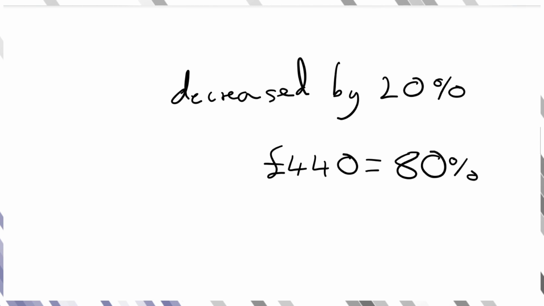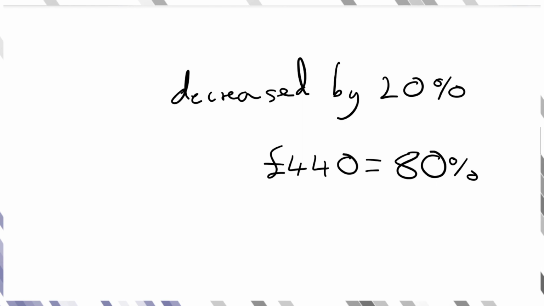That is the first and most important step. So 440 is equal to 80%, not 100%, because it's already been decreased by 20%. If it was increased by 20% and this was the new amount, then this would be 120%. But it's been decreased by 20%, so this is now equal to 80%. Once you've got your head around that and you've understood that, that's 99% of the difficulty in questions like this.